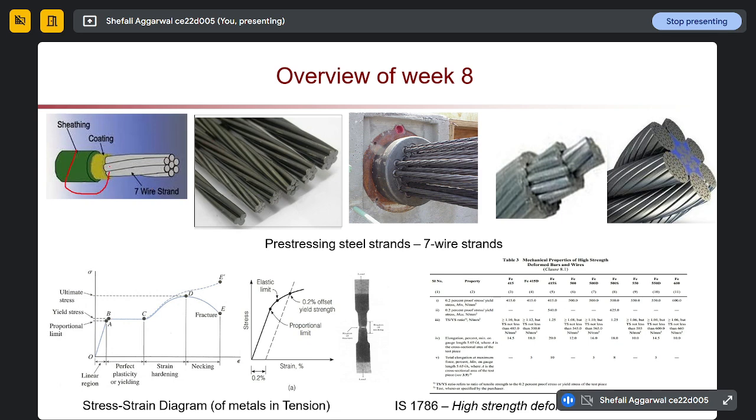We have a sheathing, and in this sheathing you will have different wires. This is an anchorage. So for one strand, one rebar, you have a 7 wire strand: 6 at the outer and one in between. The one in between in this strand is called the king wire. So you have 7 strand wires, and these are packed with a coating inside a sheathing.